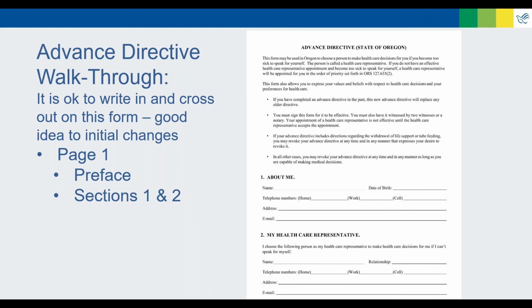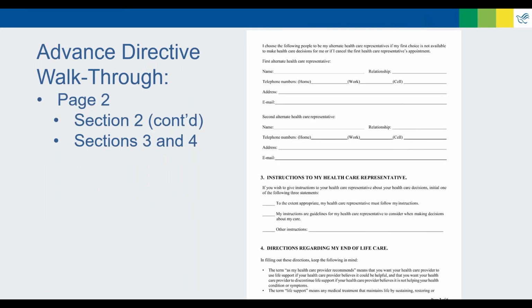And then sections 1 and 2 are probably hopefully the easiest ones to fill out. The first one would be your contact information, and then section two is your healthcare representative. If you've been able to identify one, the primary healthcare representative, their contact information, the relationship to you, et cetera, would be specified in this first space here.